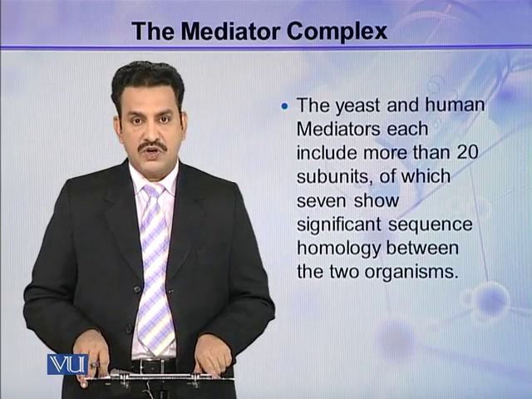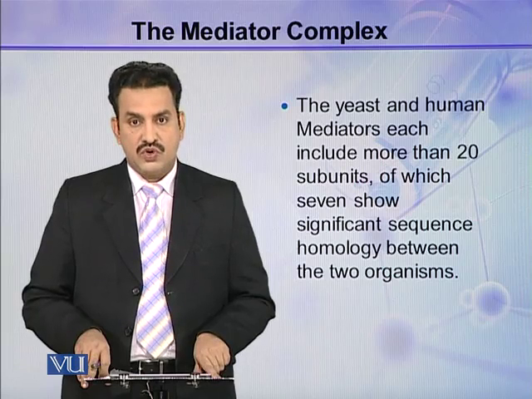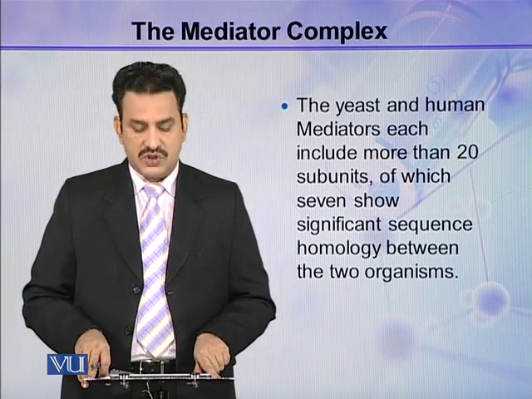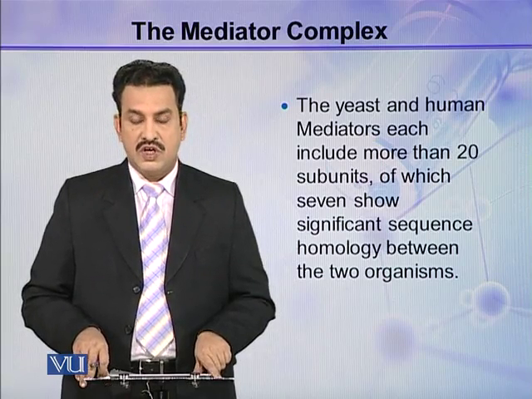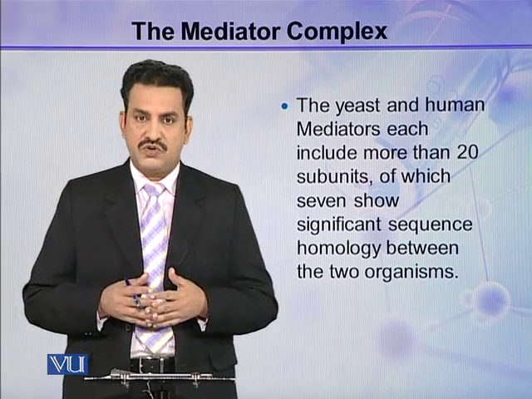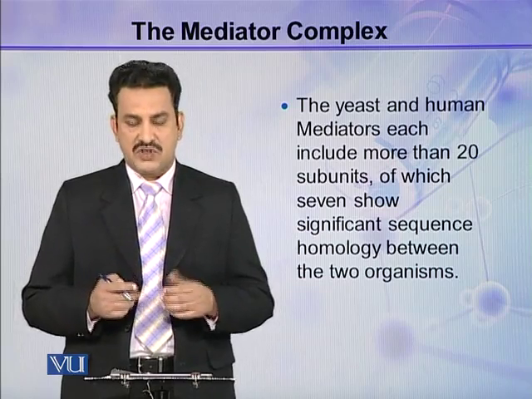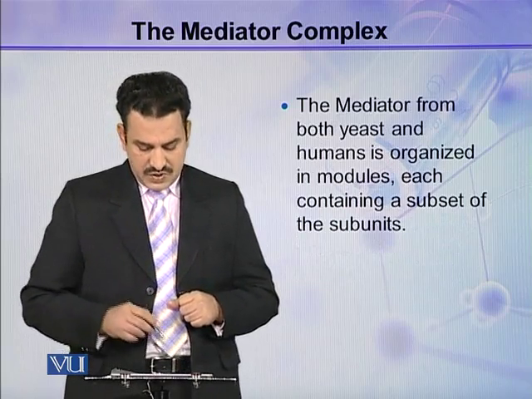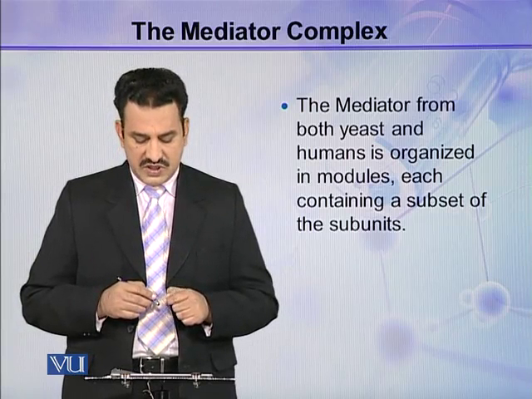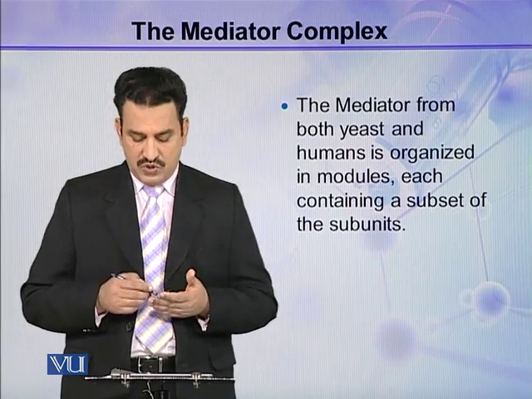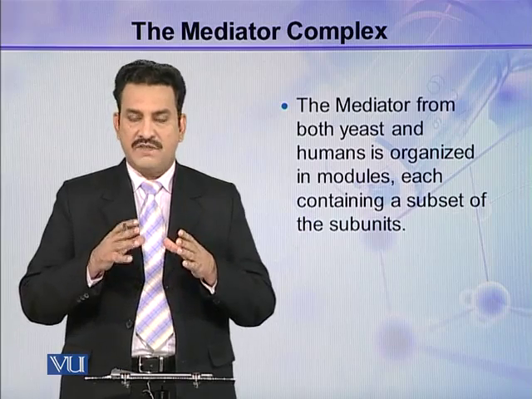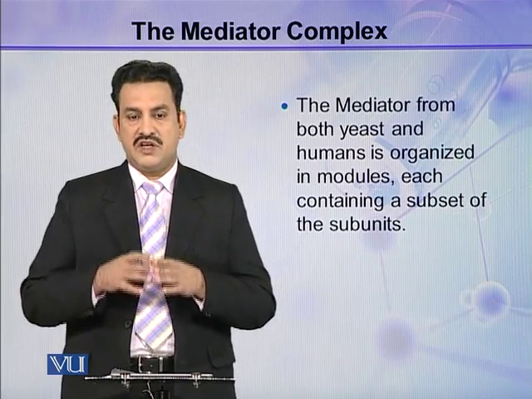The yeast and human mediator each include more than 20 subunits, of which 7 show significant sequence homology between the organisms. So 7 out of these 20 subunits are very similar in their amino acid composition. The mediator from both yeast and humans is organized into modules, each containing a subset of subunits. So there are different modules which are present in the mediator.